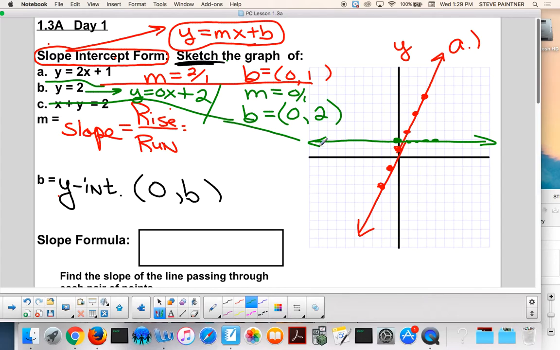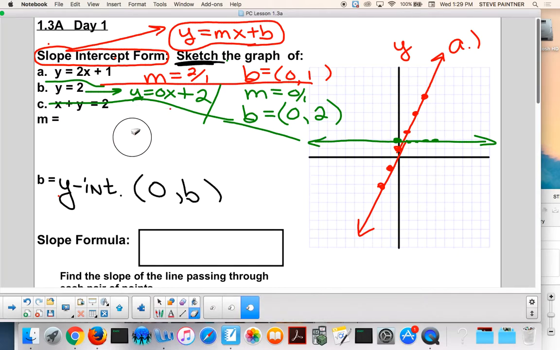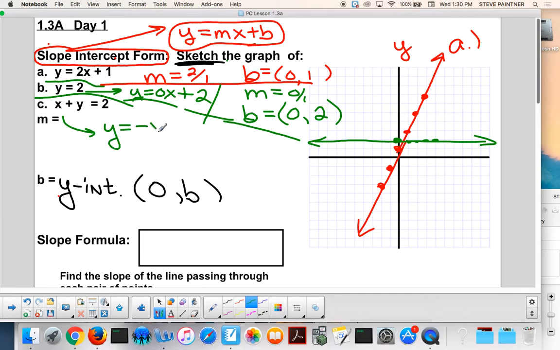Last one. Okay, I'm gonna erase this so you can see a little better. So this one is not in slope-intercept form. So what do we do to get it in slope-intercept form? Move the x over. How? Minus x. y equals what? Negative x plus 2. There you go. Slope. What's the slope? Negative 1. What's the y-intercept? 0, 2.